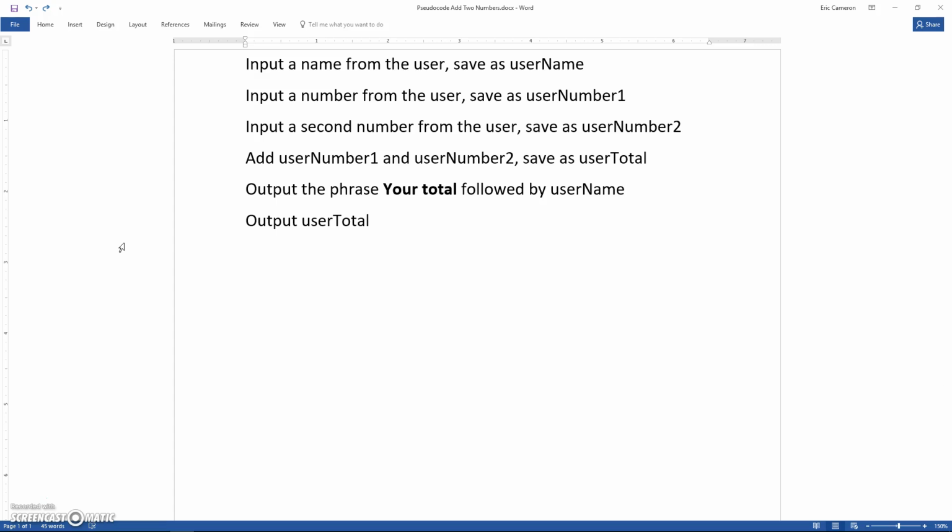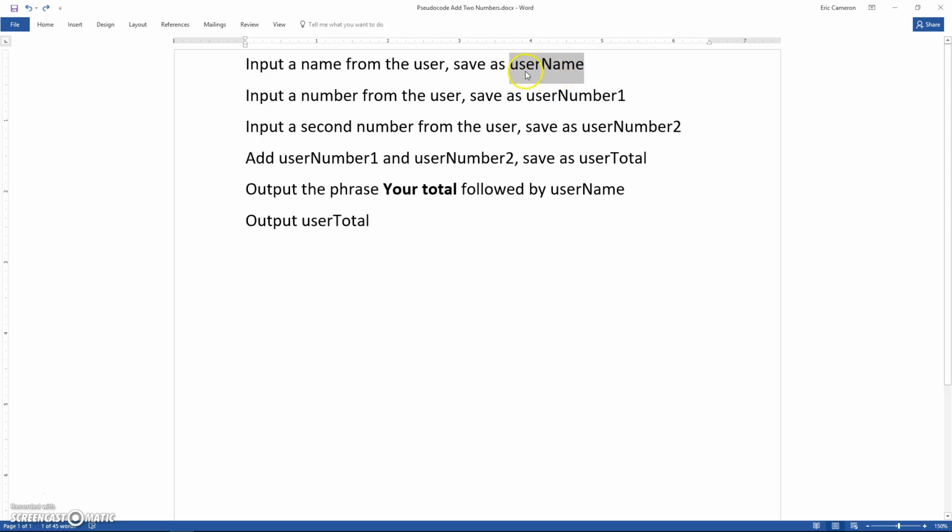So you'll notice this is going to be 6 lines of text, and it basically describes to the user, or to the programmer rather, what they should be doing. Notice we are starting with verbs generally. We are saying input, output, add, and so on. And we are also giving guidance as to what we should name the variables.